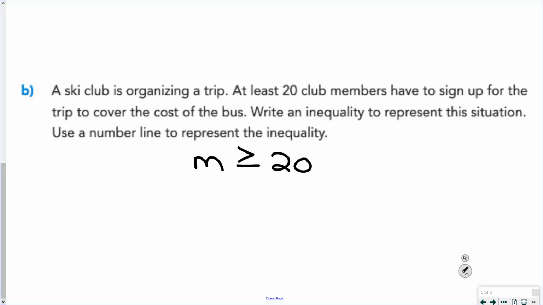And use a number line to represent the inequality. So I'll draw my line. I'll put 20 on it. This time it's a shaded circle because we're using the equal to, and you would go to the right.